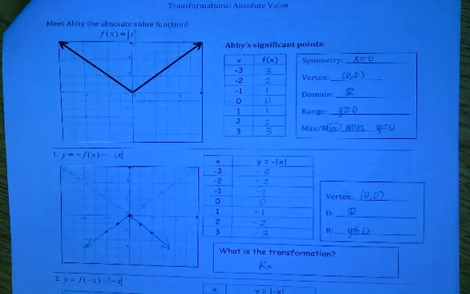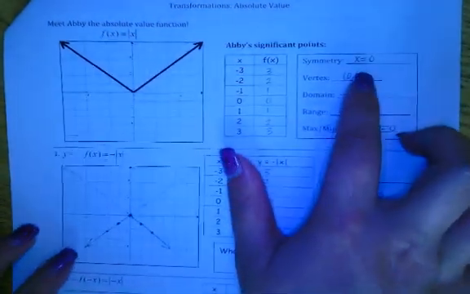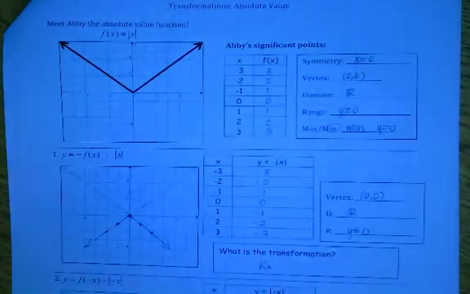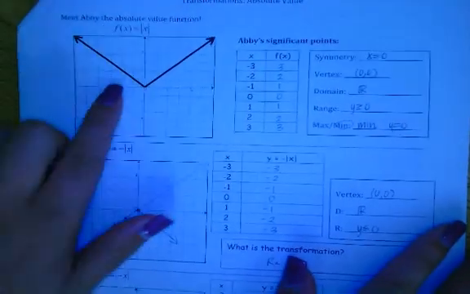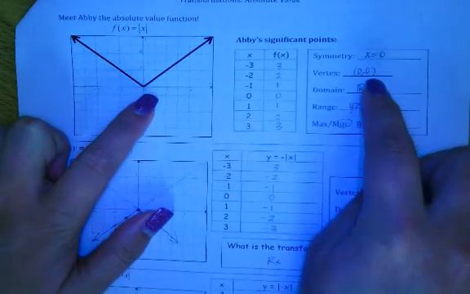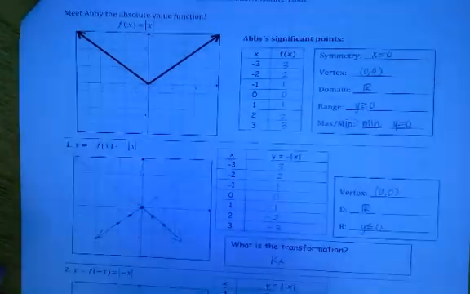Okay, so with our first absolute value function, we just have our parent function and its significant points. The line of symmetry is where you could fold your paper to get it mirrored on both sides. So where is it going to be symmetrical? If I were to fold my paper along the line x equals 0, they would line up on each other. So that is why your symmetry is at x equals 0. Your vertex is at (0, 0).